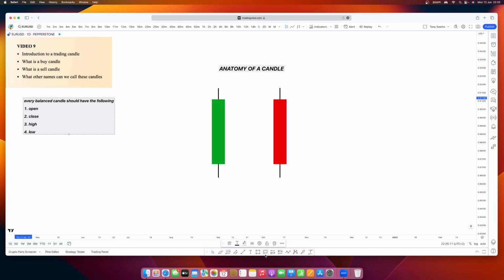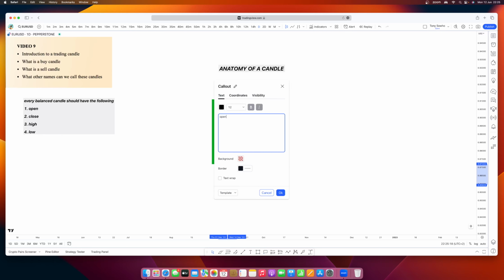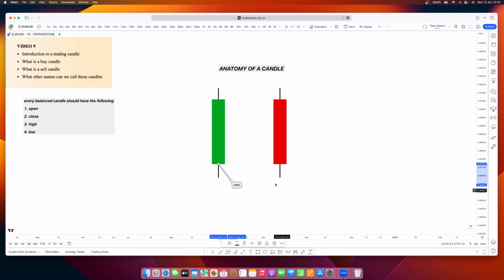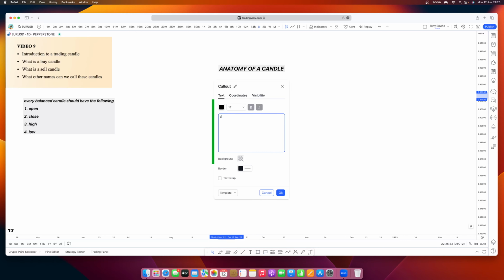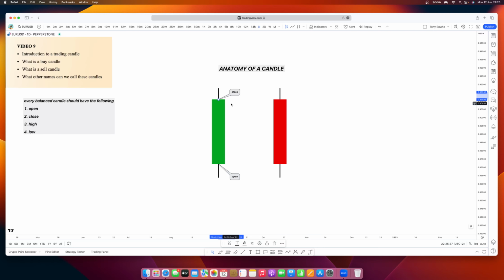So for a bullish candle, this area here is always signified as the open of the candle. Don't forget that. This is the open of the candle. And if this is the open, this is going to be the close of the candle here. So now we have the open and we have the close.